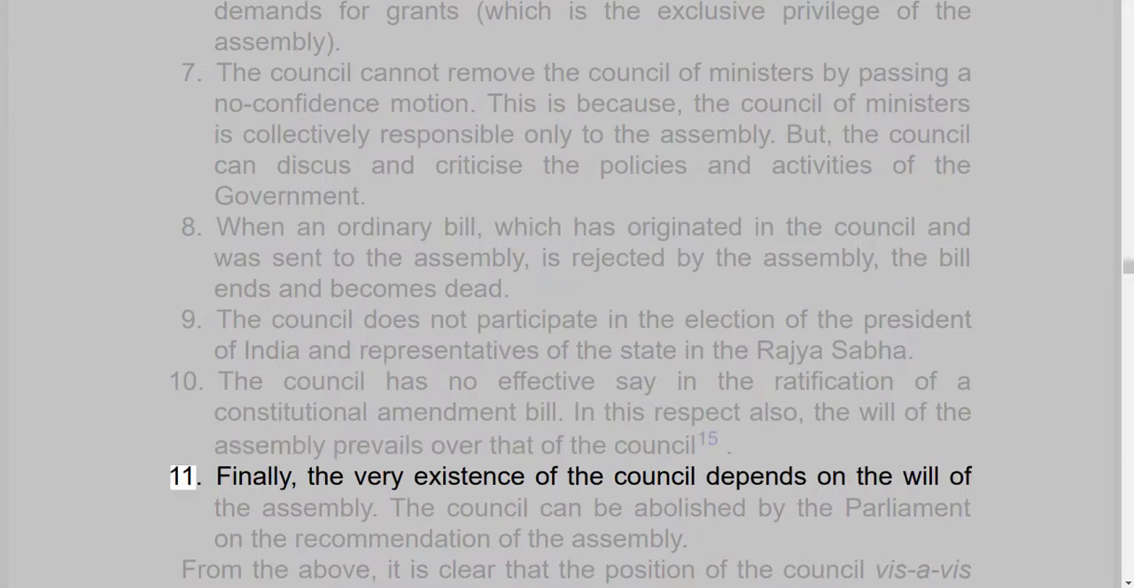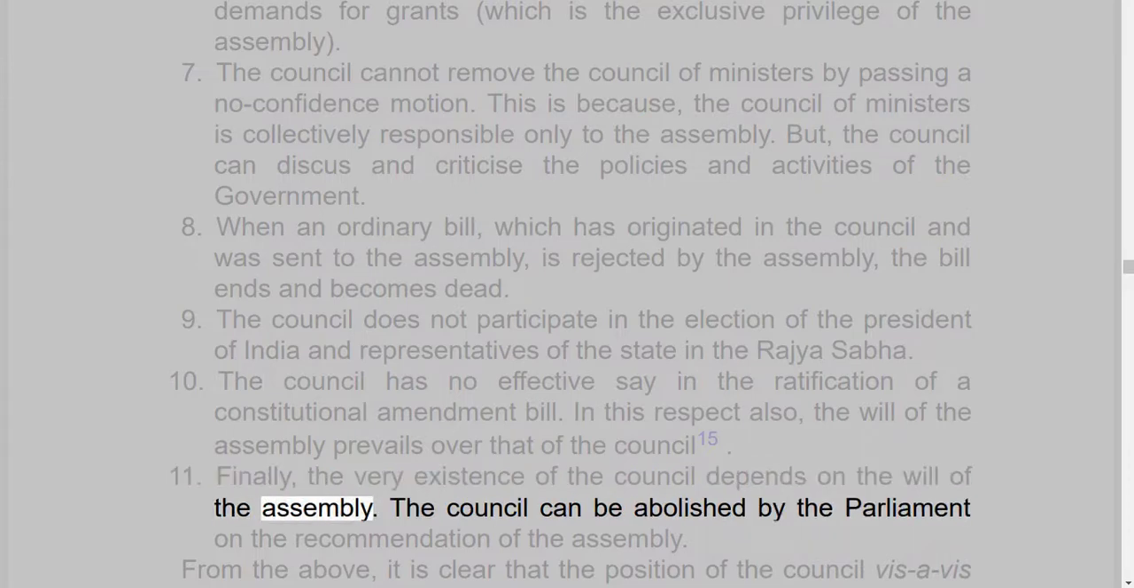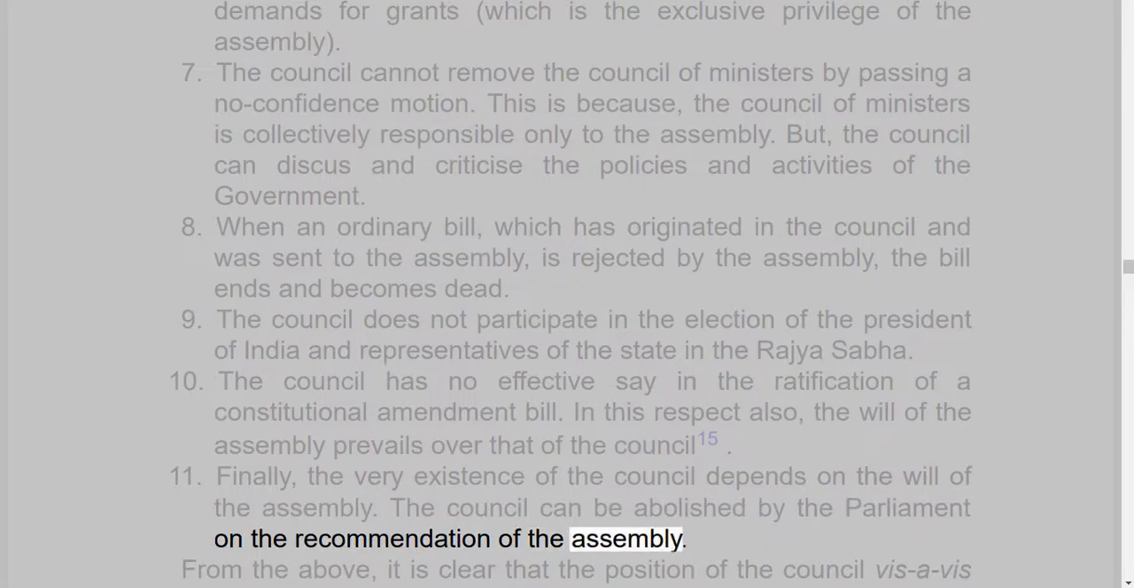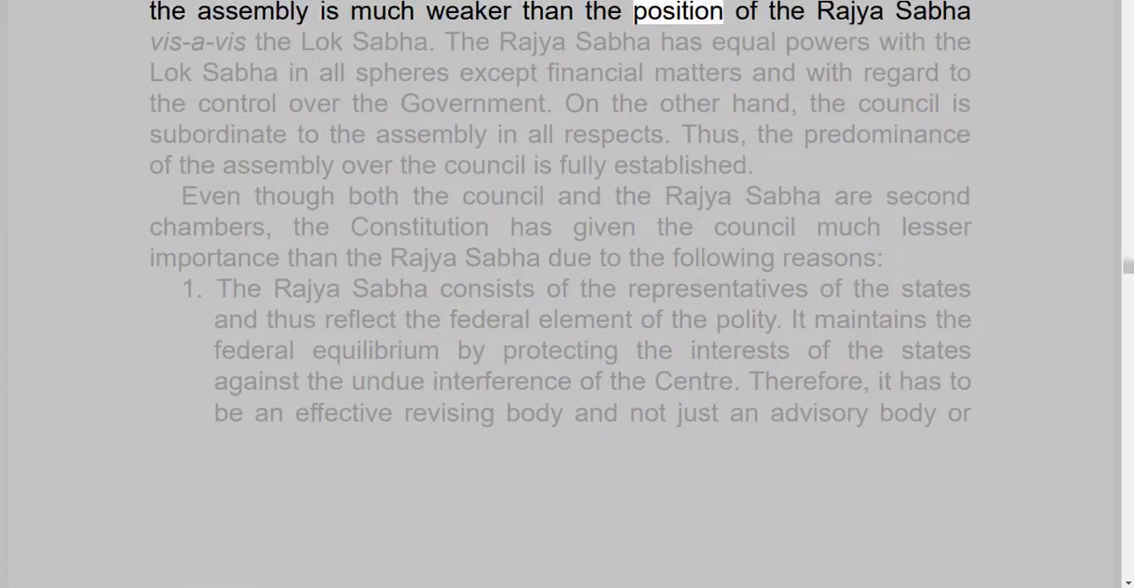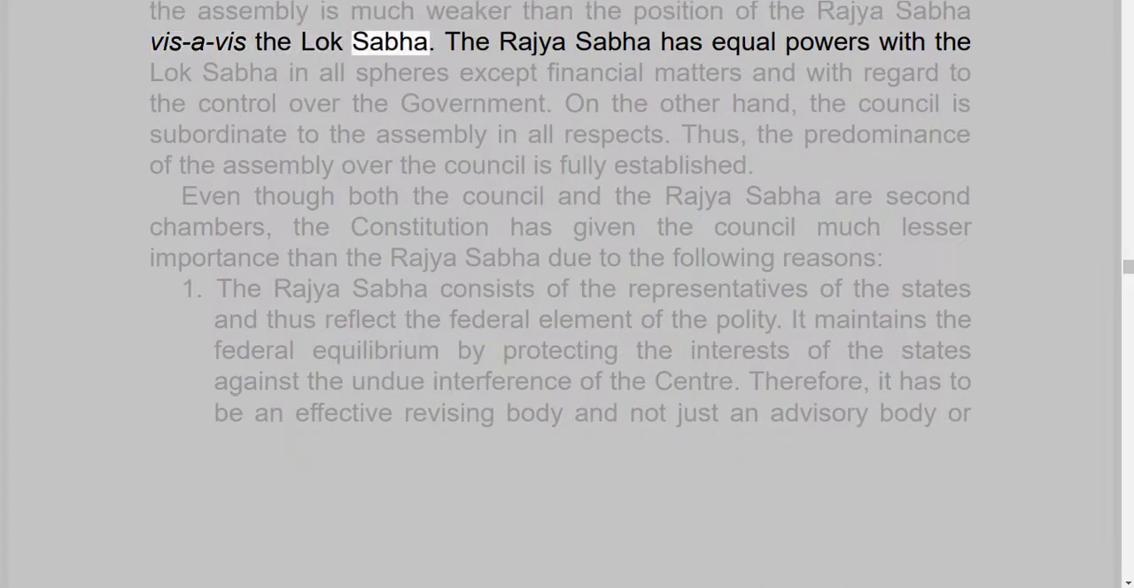11. Finally, the very existence of the Council depends on the will of the Assembly. The Council can be abolished by the Parliament on the recommendation of the Assembly. From the above, it is clear that the position of the Council vis-à-vis the Assembly is much weaker than the position of the Rajya Sabha vis-à-vis the Lok Sabha.